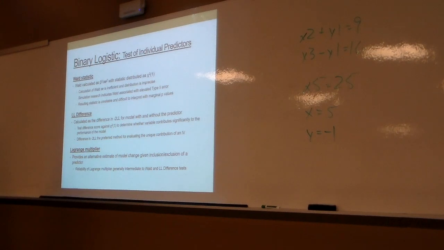Another option is a Lagrange multiplier or score test. This is just an alternative way of testing models if we exclude or include a predictor. Lagrange multiplier is kind of intermediate to these two things. There's really no reason to look at this. If you're concerned that your Wald test over-rejected the unique contribution of a predictor, then you probably just go run the likelihood ratio test. This is kind of an intermediary. You'll see it, but these are the two that are probably going to be the most useful.